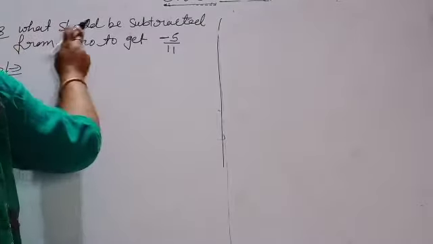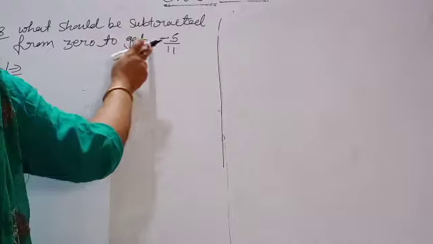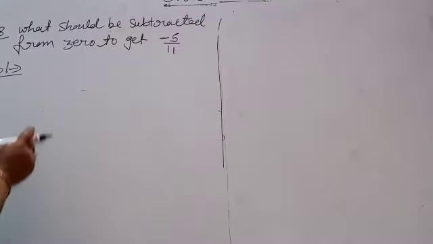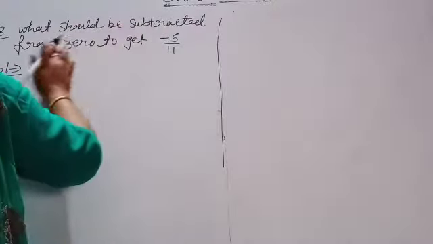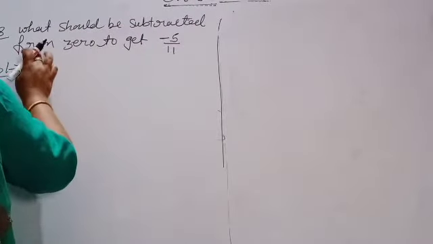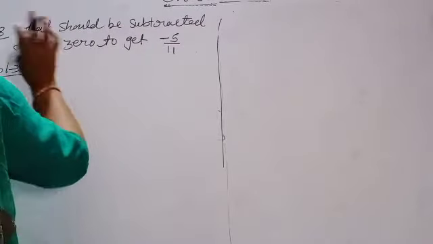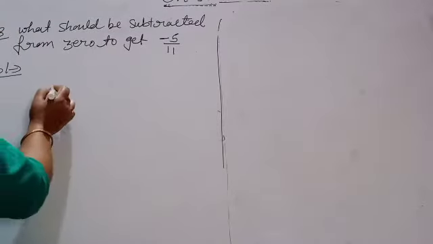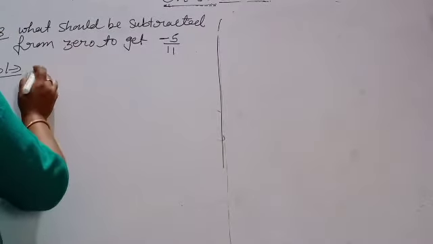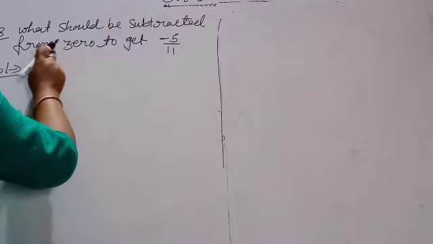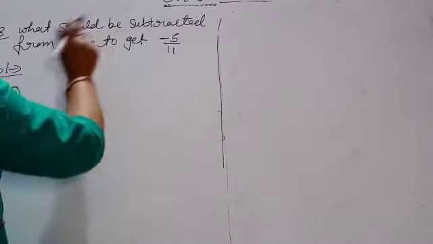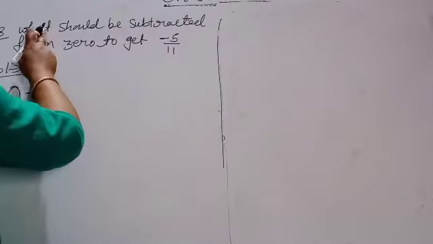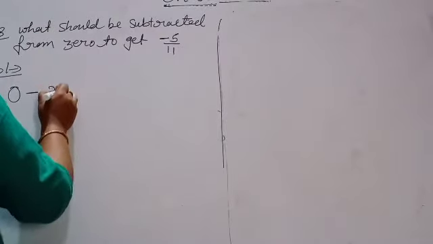Question number 8 is, what should be subtracted from 0 to get minus 5 upon 11? See beta, how we will do this question. What should be subtracted from 0? What I told you: after "from", whatever number is given, that will come first. And after "from", what have you been given? 0. Okay. For subtraction, what sign are we using? Minus. The unknown you can write as x.